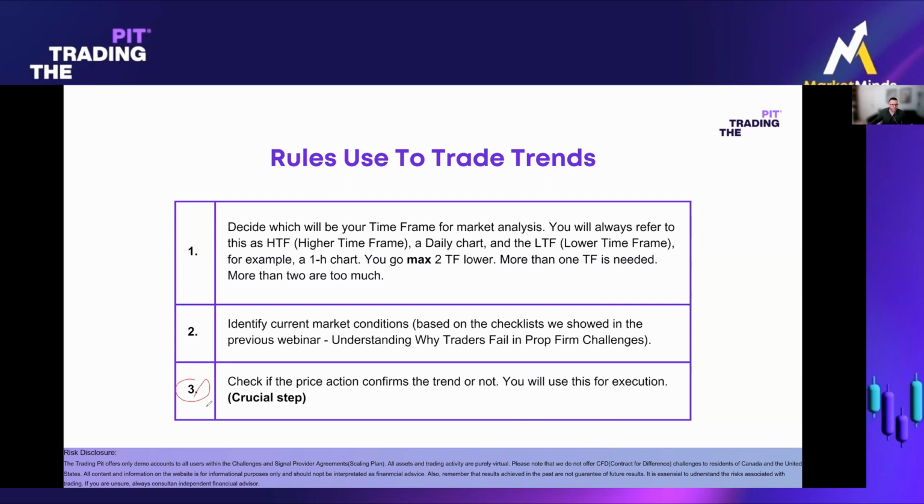And the third thing we need to do is we have to check the price action. If the price action on the higher time frame, we are still on the higher time frame, if this price action confirms the trend or the current market conditions, or if it doesn't. Okay, you will need this for the execution. We will see it in the next slide. And that's a crucial step. Price action on the time frame, especially on the daily chart, to guide you when you're gonna execute on the lower time frame, it's essential, guys. Okay, let's move on to the next one.